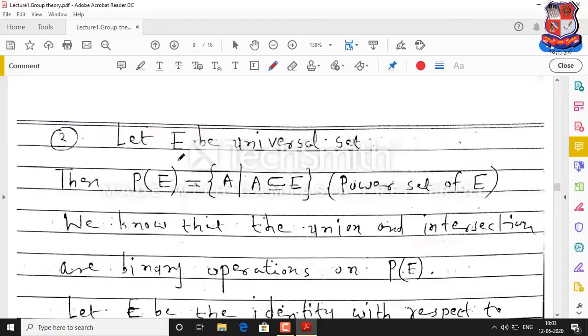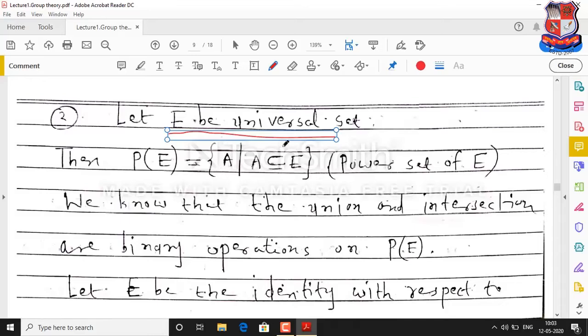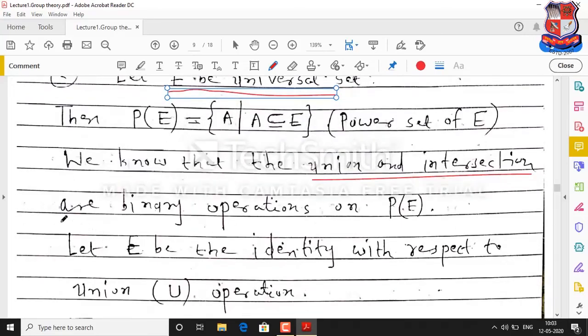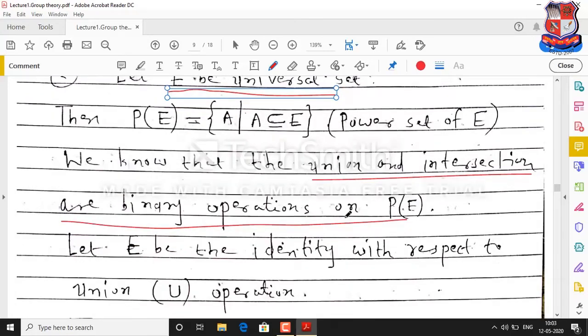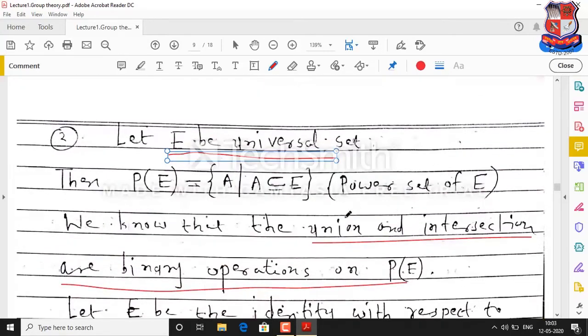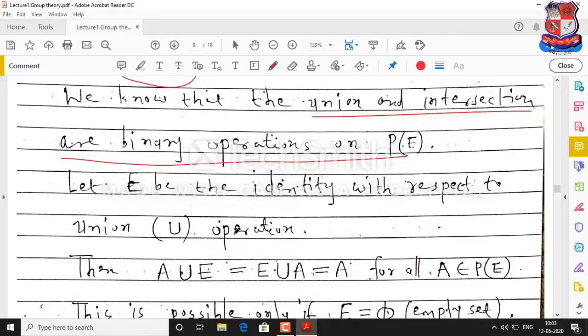Next example, let capital E be a universal set, and we consider the power set of E, that is the set of all possible subsets of E. We discussed in the last lecture that union and intersection are binary operations on this set, the power set of E. So now we consider what will be the identity element of this power set with respect to the union operation, and later we will see what is the identity with respect to the intersection operation.